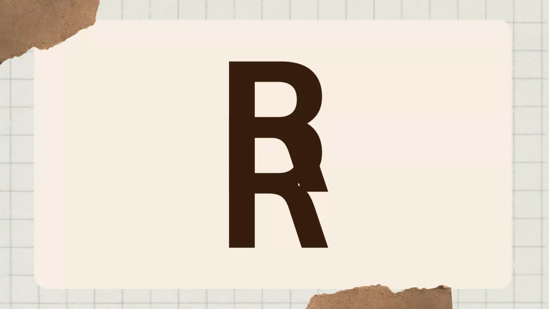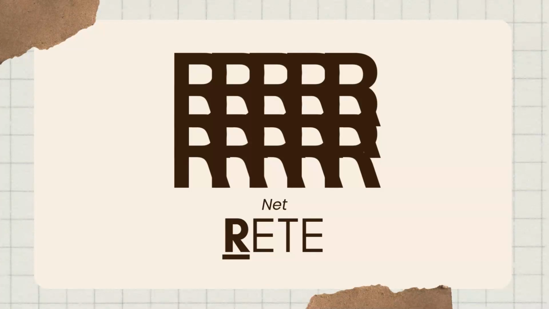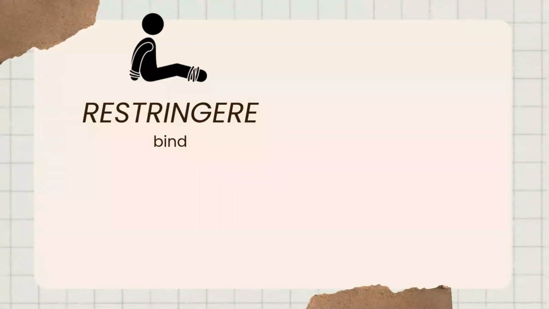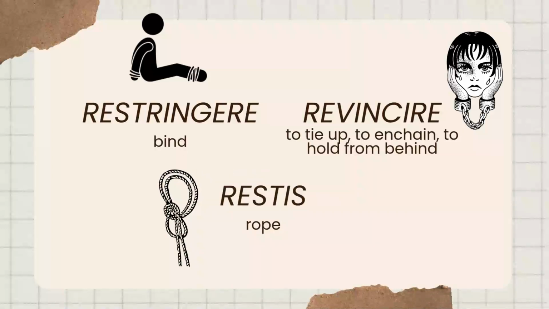Taken together, these loops resemble the meshes of a net, which is rete in Latin. The letter R may therefore be linked to the idea of fishing. The verbs restringere, to bind, and revincere, to tie up, also convey the idea of binding. And again, the letter R evokes the loop of a knotted rope, with both ends protruding, perhaps even a noose. The Latin word for rope is restis. This could subtly point to ancient themes of captivity or execution, man as prisoner, captured, tied up, or even hanged.